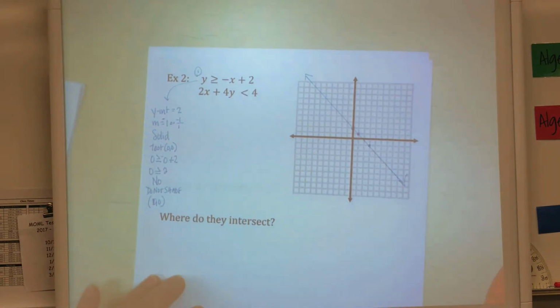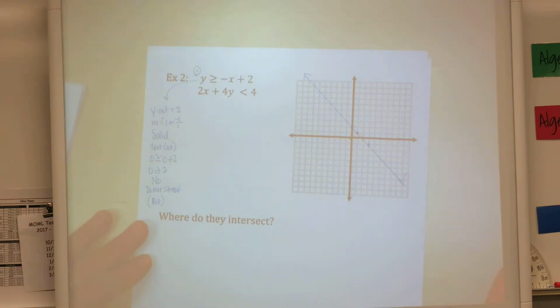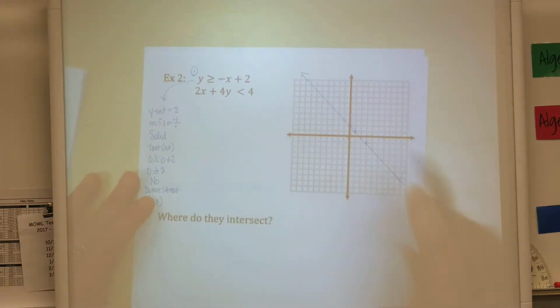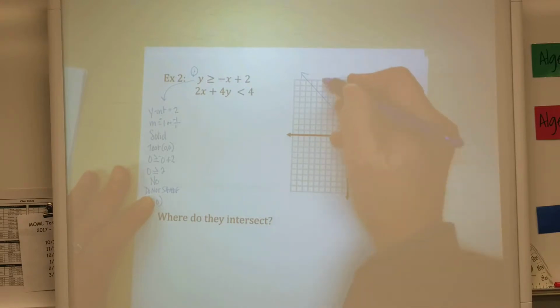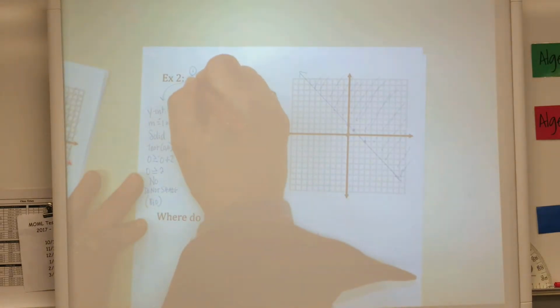And then I have to decide which side of the line I'm shading. Okay, my test point is my origin, 0, 0. And I said do not shade the test point. So that means I'm going to shade on the other side of the line from the test point. So for the blue, my shading is over on this side. Okay, for my second equation, I'm going to do that one in pink.